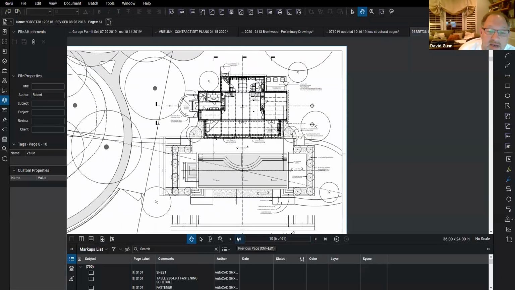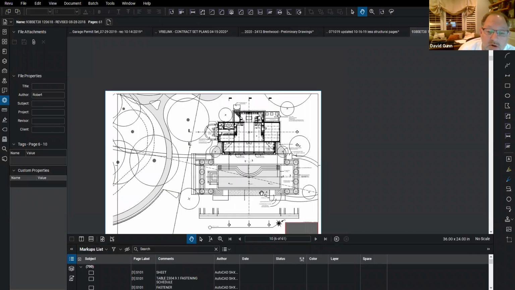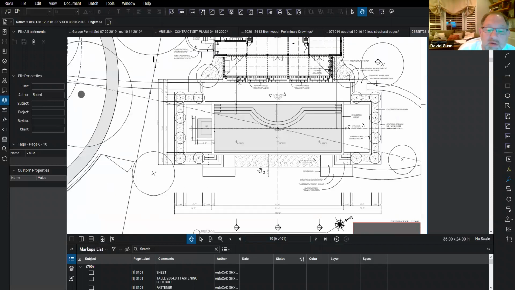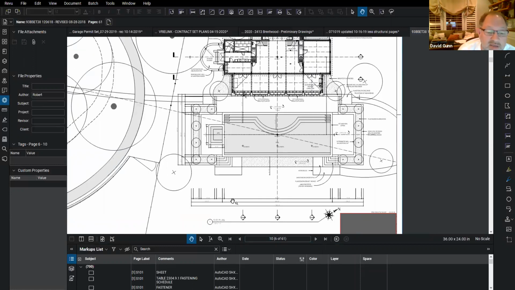But again, as I said, most architects show their site plan a little differently. You know, they all have their way of doing it. And then this is the last site plan on that one.